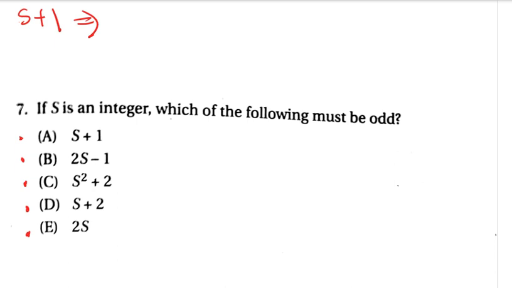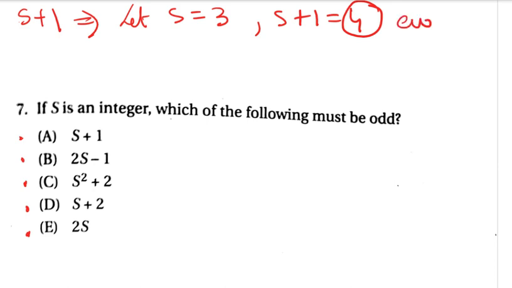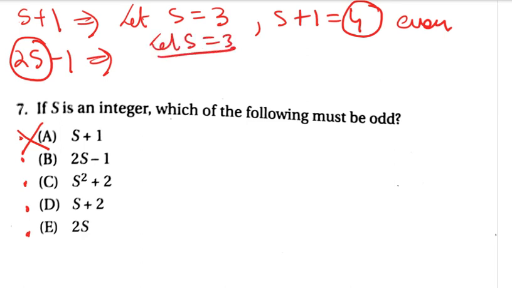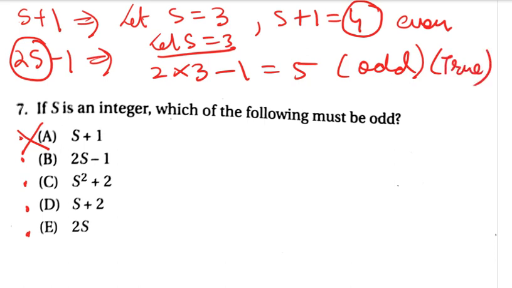So let's say S equals 3, then what do I get? S plus 1 equals 4. So I'm getting an even. If I'm getting an even somewhere, then that's not the option. Let's go to the next one, 2S minus 1. Of course 2S is even, but if you do minus 1, so if you let S again equal 3, 2 into 3 minus 1 is 5. That is odd, so this is true. As of now there is one candidate.